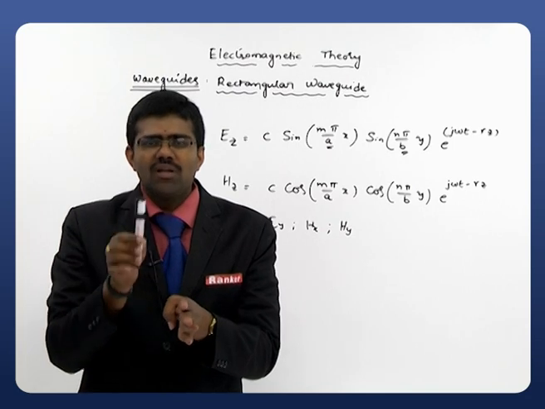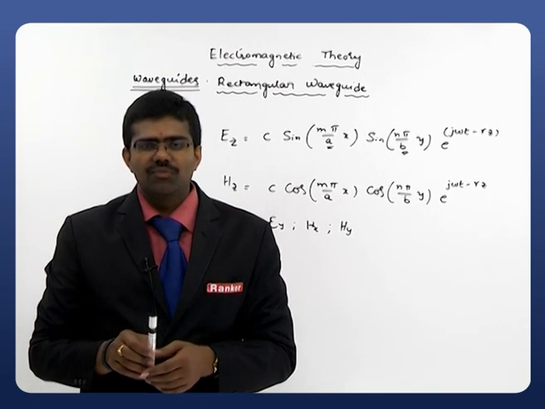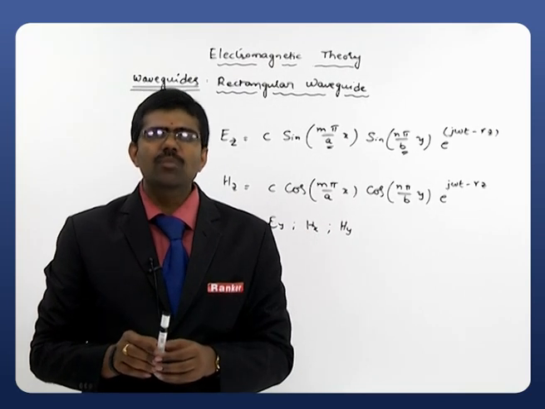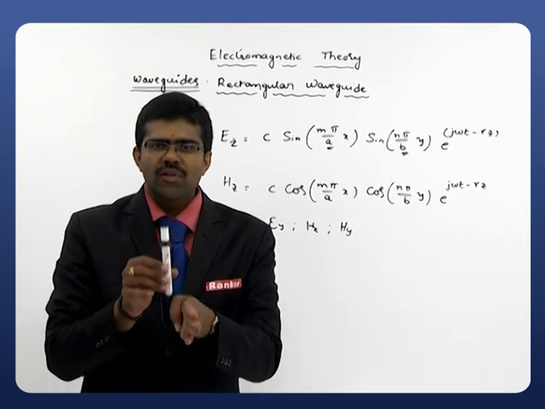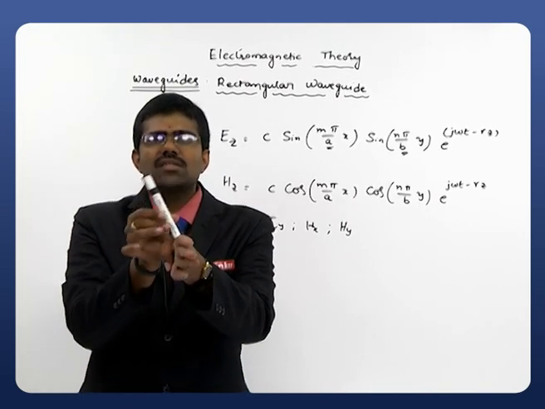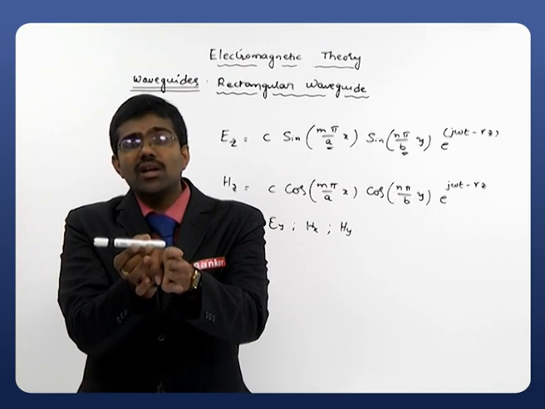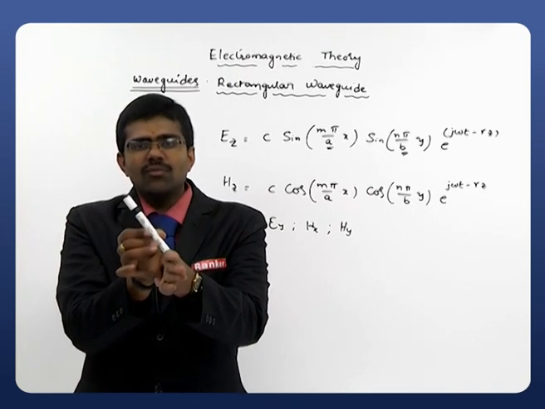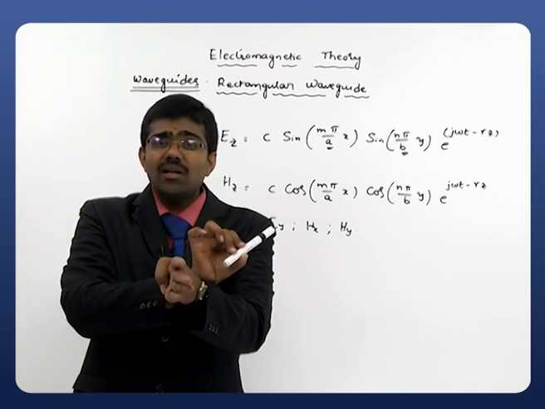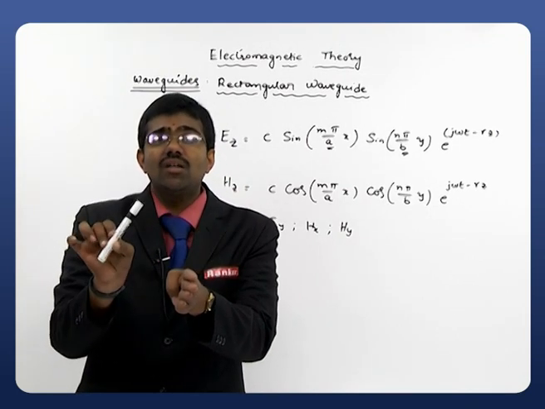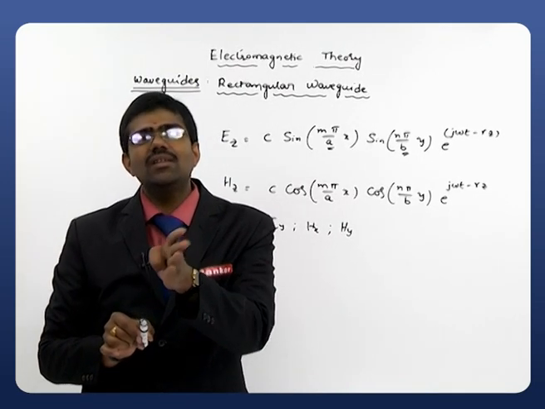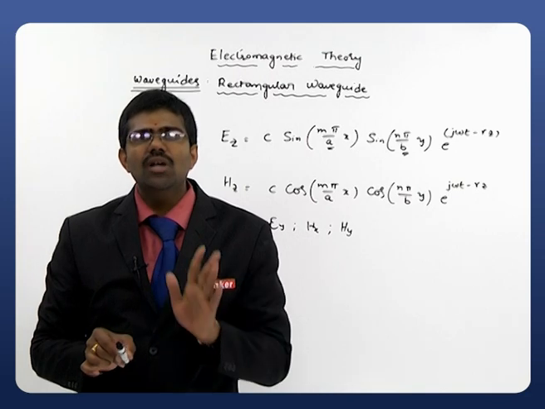Now, the transverse electromagnetic wave. It is one where both the electric field and the magnetic field are perpendicular to the direction of wave propagation. If this is the direction of wave propagation, the electric field may be like this and the magnetic field is perpendicular to the electric field, like this. Or the magnetic field may be like this and the electric field perpendicular to it, like this. But clearly remember, no electric field or magnetic field will exist in the direction of wave propagation. This is called TEM, transverse electromagnetic wave.